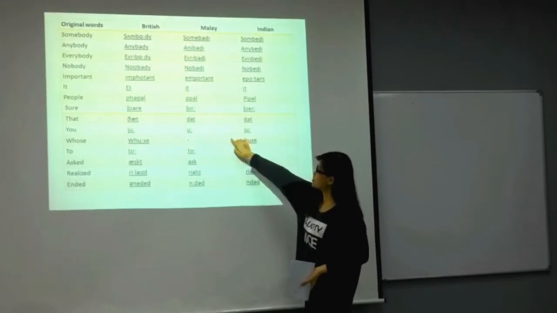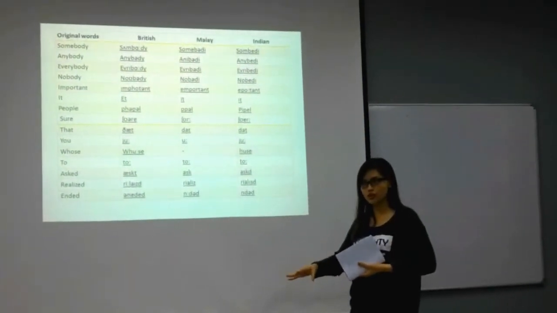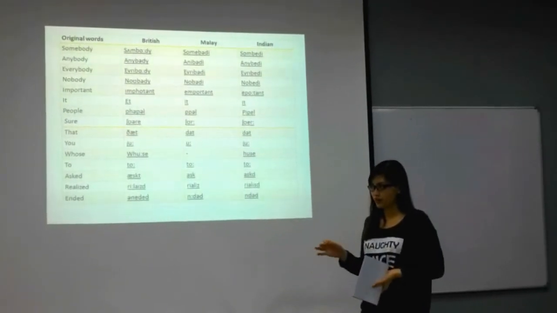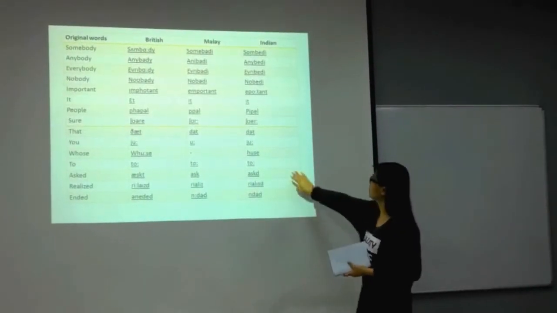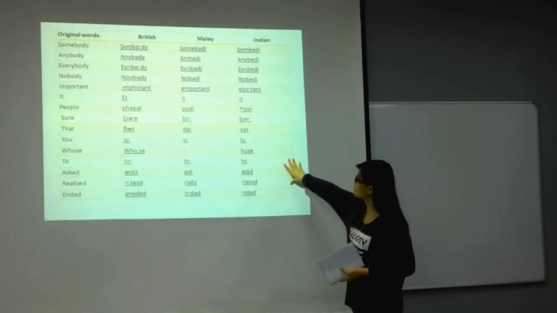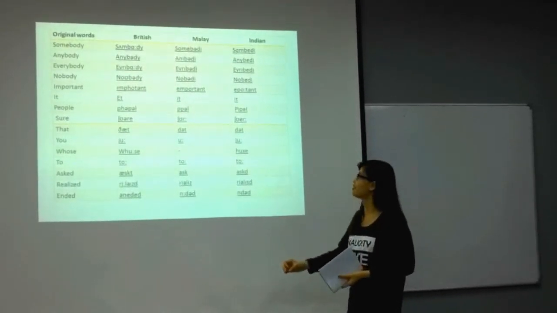So for the Malay girl, she pronounced it really flat, like "nobody". Instead of using the word "no", she uses the word "nobody". And for the Indian, he'll pronounce it as "nobody", like "nobody".